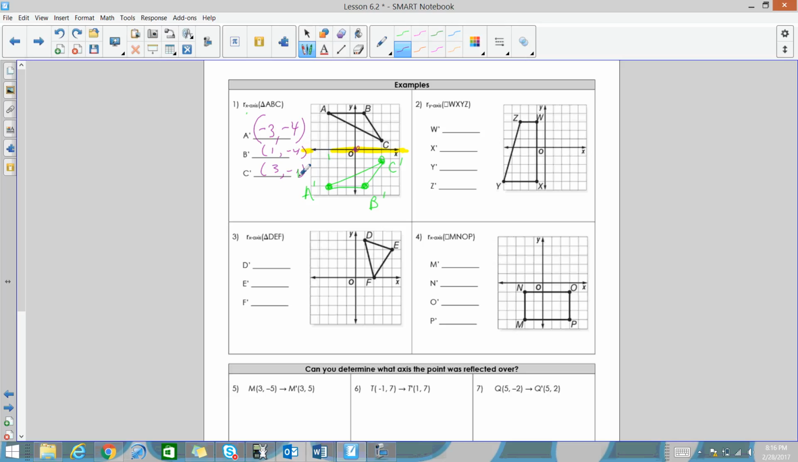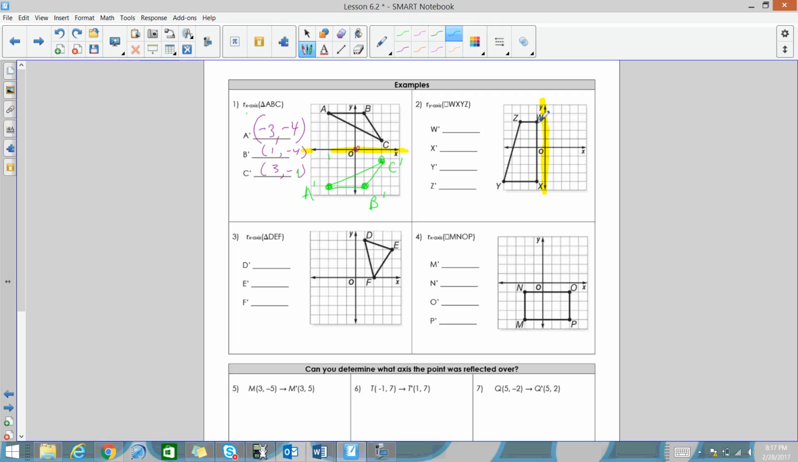All right, let's do one more, and then I'm going to have you do 2 on your own. So number 2, this is our y-axis. That means you're going to reflect over the y-axis now. Y is your up and down. I highlight that just to remind me what I'm doing. And now I'm going to reflect over this.